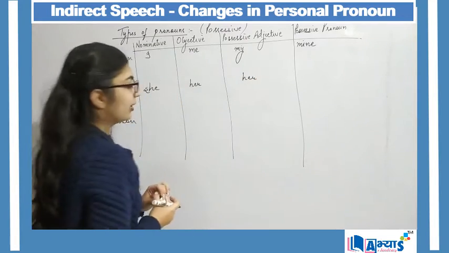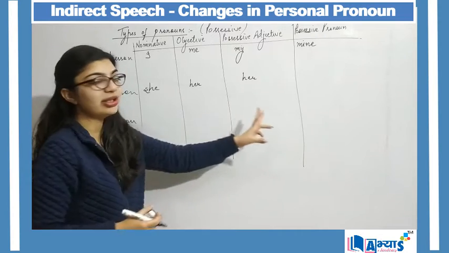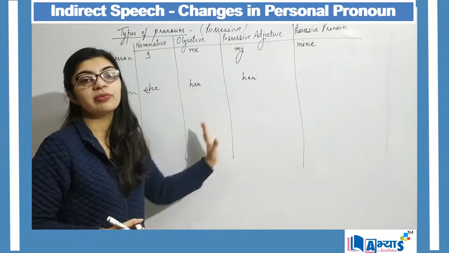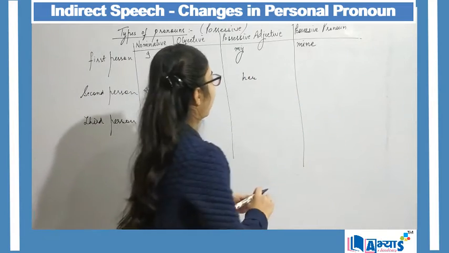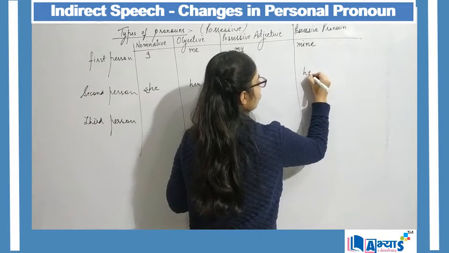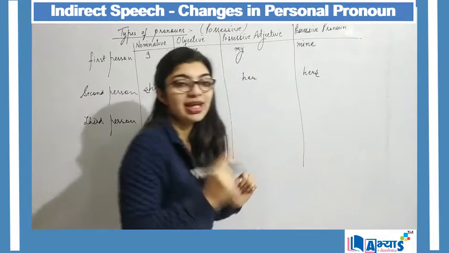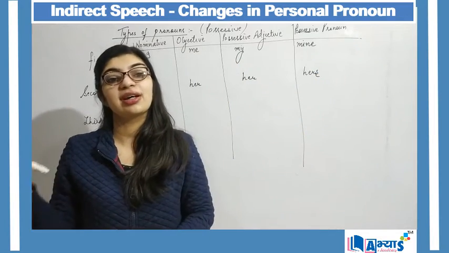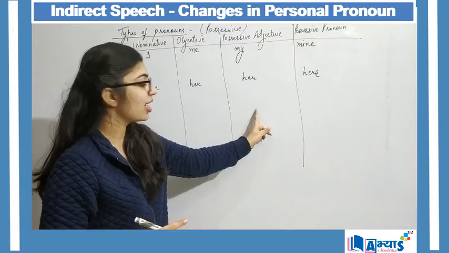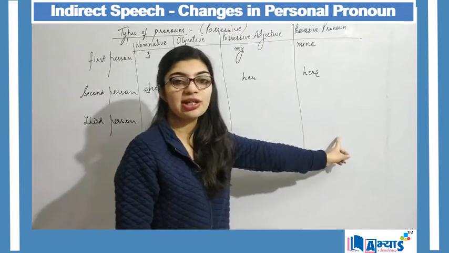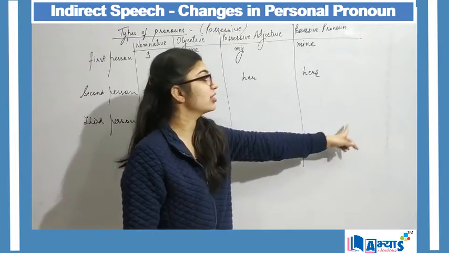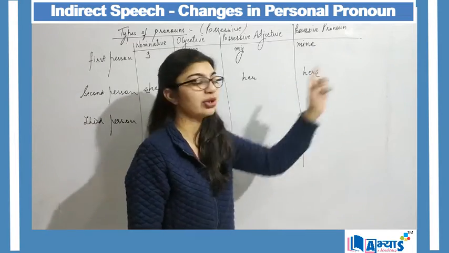So for the second person, the objective and the possessive adjective will remain the same, but there will be a change in the possessive pronoun, as it will change to hers. I will say this classroom is hers. This is her classroom is referred to as the possessive adjective, and this classroom is hers. There hers becomes the possessive pronoun.